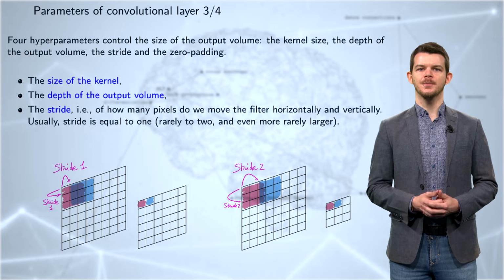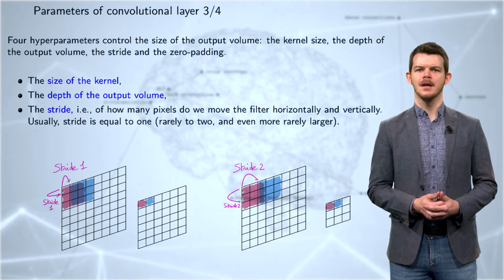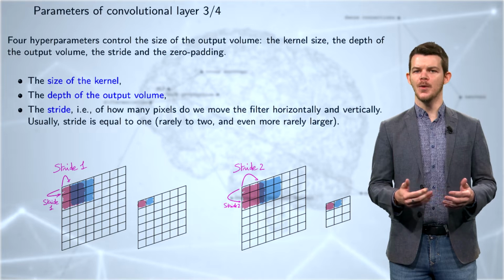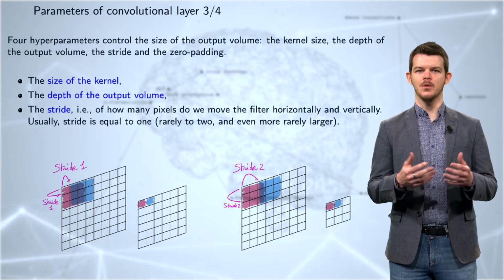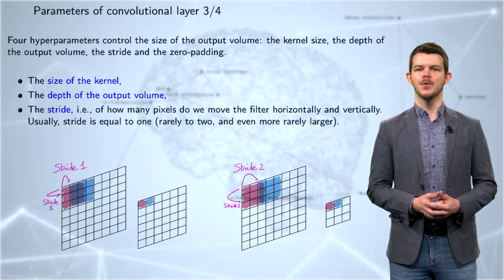The stride corresponds to the shift of the area of interest, the receptive field, the pink area in the previous pictures, when computing the convolution. There is only one parameter, the stride, for the horizontal and vertical shifts. Usually, the stride is set to 1, more rarely to 2. On the left, you see an example of a stride equal to 1, and on the right, a stride equal to 2.